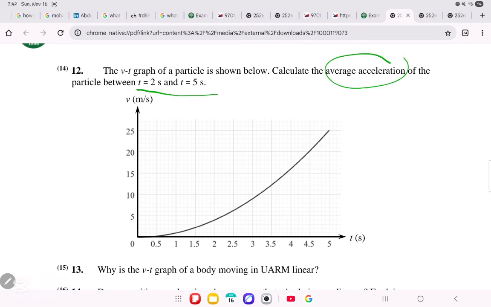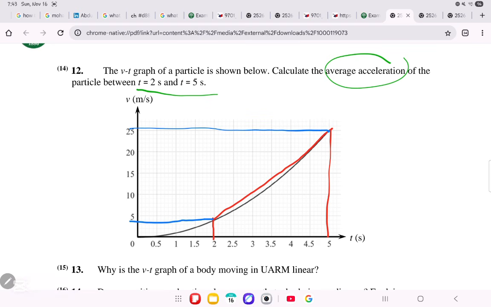How do I draw the secant? I draw the secant from my time 2 seconds and my time 5 seconds. I will draw a straight line passing through both of them, right? And then I choose my point over here, so it's 5.25 and my point over here, which is 5.4.